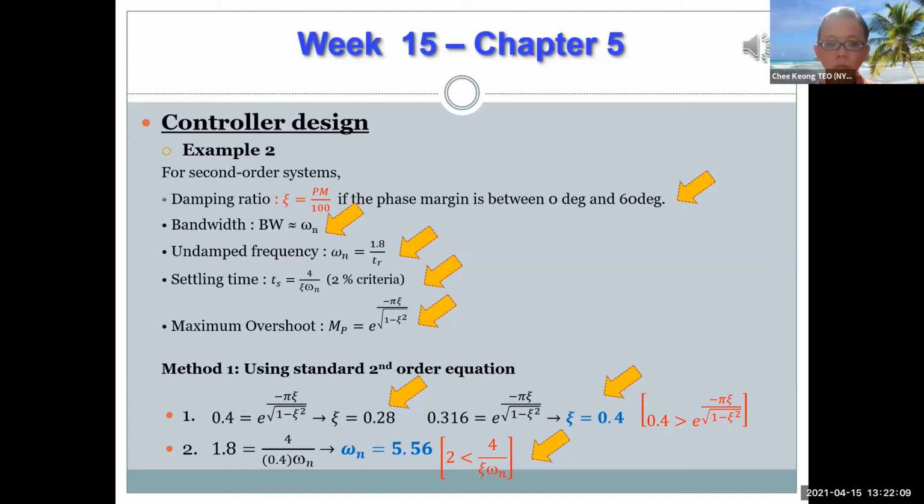Next, we use the third specification of settling time less than 2 seconds. If we give some margin and use 1.8 seconds instead and substitute zeta equals 0.4, we can solve omega n to be 5.56. So again, of course, the other formulas that are listed here you can usually find in your formula sheet. So I'm not going to elaborate further.